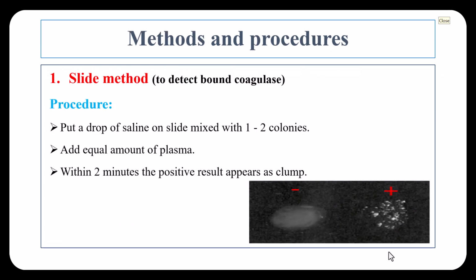Now the procedure of the slide method. We mix one or two colonies of the bacteria with an equal amount of plasma, and we observe the result immediately, within 2 minutes. The positive result is indicated by a visible white clump, while the absence of clumping indicates a negative result. As I mentioned, this type of coagulase, the bound coagulase, is present in the bacterial cell wall and reacts directly with the fibrinogen in the plasma, which leads to clot formation.